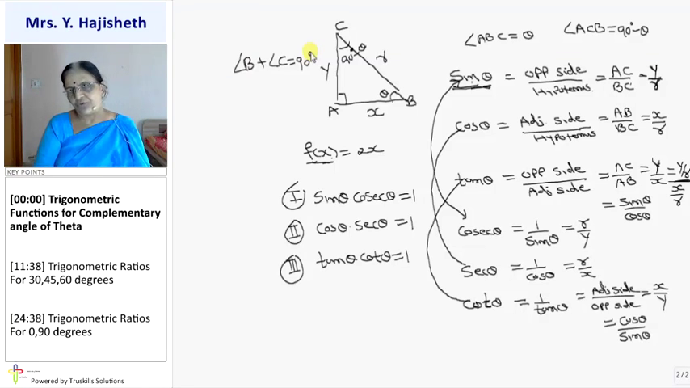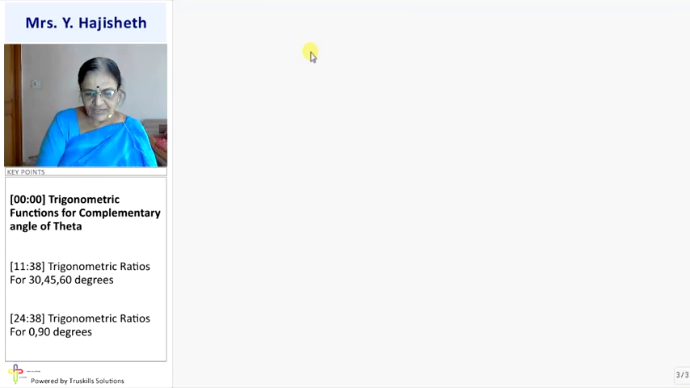Now I want to define sine, cos, tan, cot, cosec and sec of the complementary angle of theta. What is the relation between them? See.